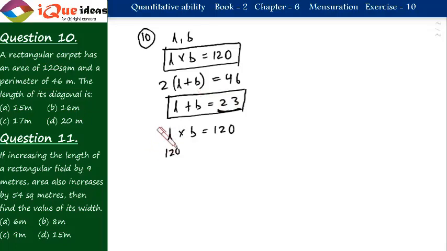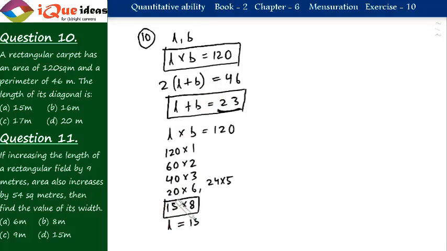Right? So if I take it 120 into 1, then 60 into 2, then 40 into 3, then 20 into 6, then in between we have 24 into 5. Alright, then next we have 15 into 8. Right, so your search ends here because 15 plus 8 is 23 and we need the sum to be 23. Right, so very clearly the L value is 15 meters and B value is 8 meters.